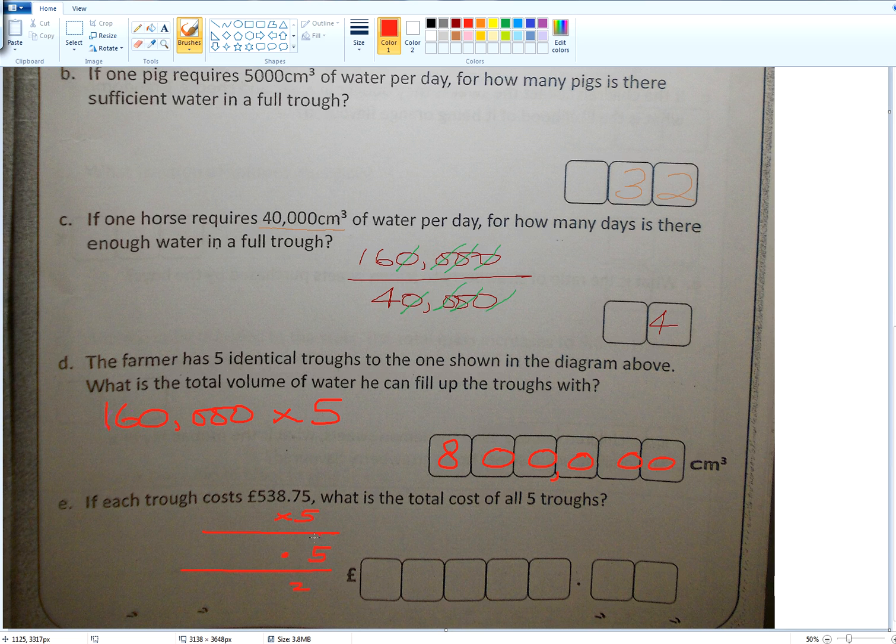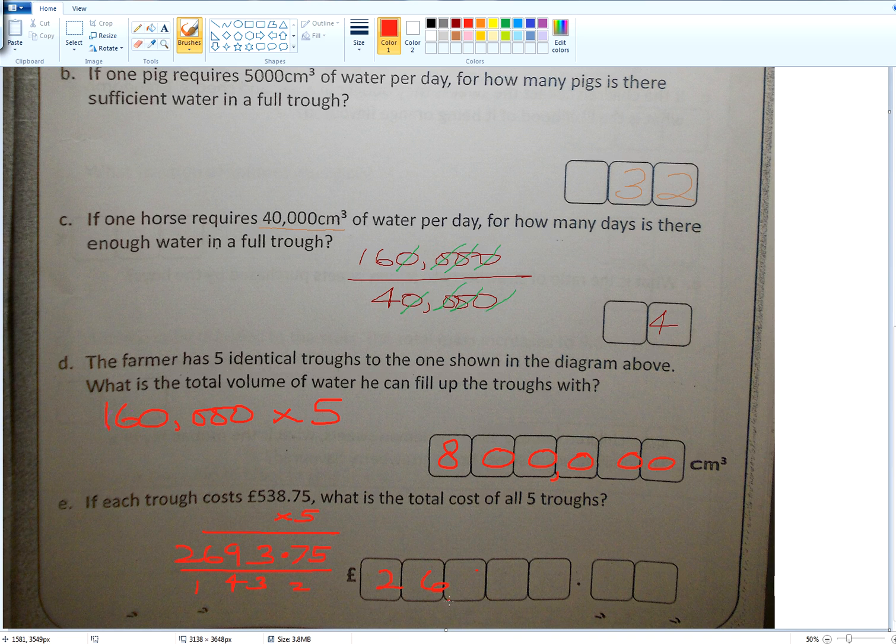25. What's 7 times by 5? Add 2. 27. What's 8 times by 5? 40. Add 3. 43. What's 3 times by 5? 15. Add 4. 19. And what's 5 times by 5? 25. Add 1. 26. So the answer will be 2, 6.